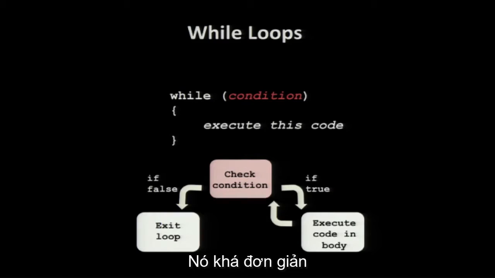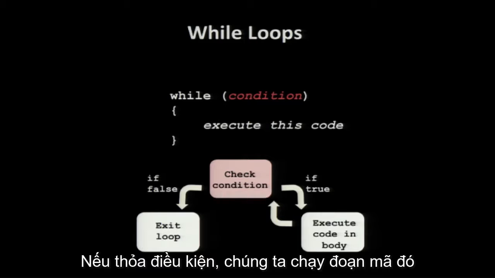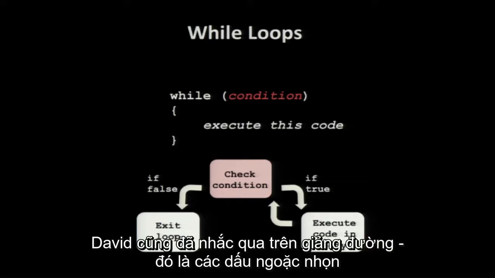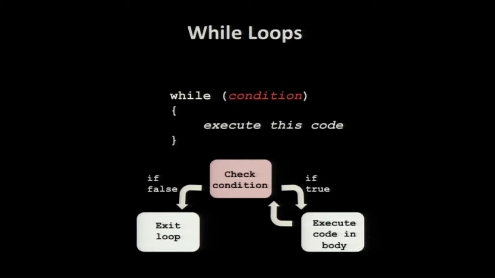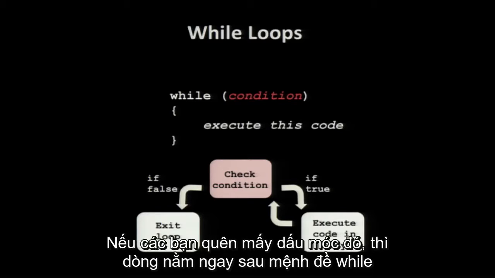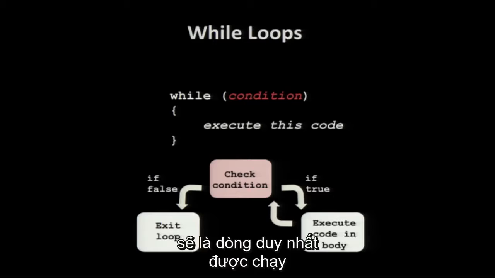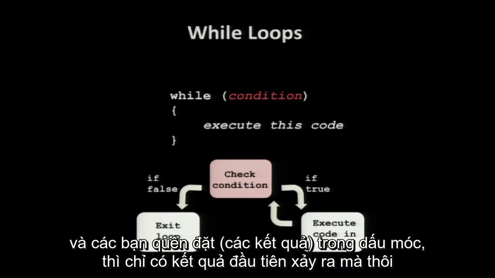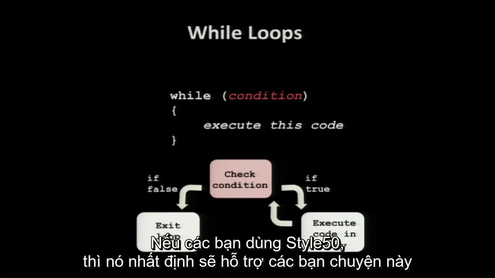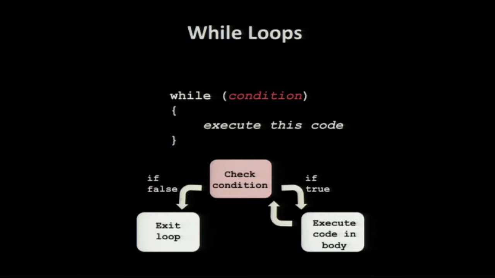I'm sure that might have been something that some of you used in your code. So simple thing, you have while, some conditional that is checked every time the code goes to execute. If it evaluates to true, we run it, otherwise we don't. And what's really important, something I think David talked about in lecture, are the braces. Whatever's within the braces is what's executed. If you forget those braces, it's only going to be the line directly after the while that's executed. So if you have three things that are supposed to happen when this condition evaluates to true and you don't have those braces, only the first thing is going to happen. So be very cognizant of where you put your braces. If you stick with style50, this will definitely help you.